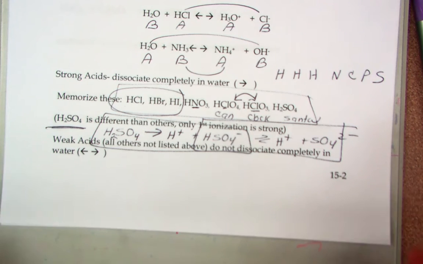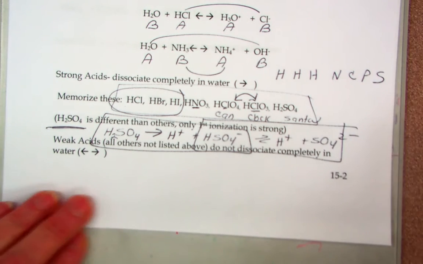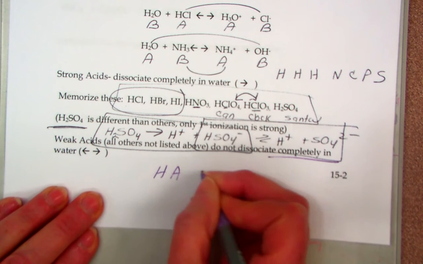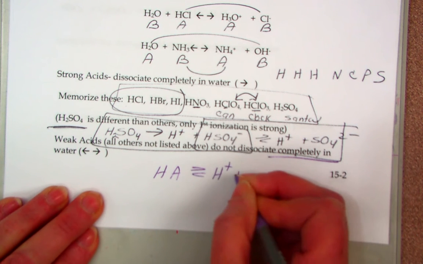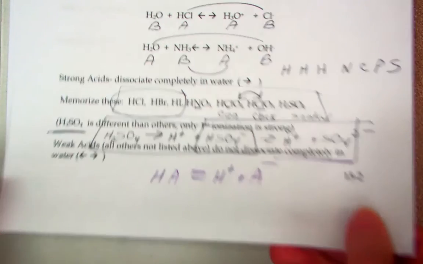Weak acids are things that are not on this list. And when they dissociate, they don't dissociate completely. They dissociate in an equilibrium. We're going to call these weak acids HA, so the proton and some anion A minus. So anything that's not on that list is a weak acid.